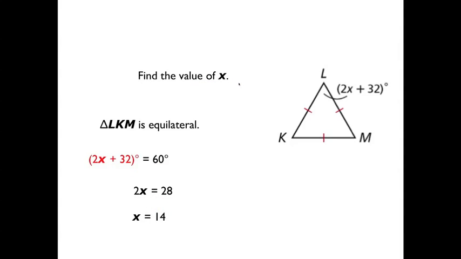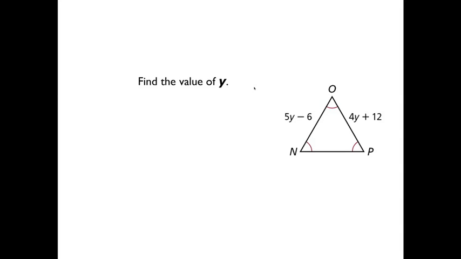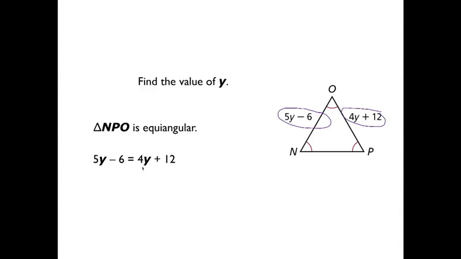Again, pause if you need to. Here I want to find the value of y. I see that the triangle is equiangular. If it's equiangular, by one of our corollaries, it's equilateral. So that tells me that I can set these two pieces, 5y minus 6 equal to 4y plus 12. I'm just going to set them equal to each other and solve for y. So when I do that, I will subtract 4y from 5y, and I will add 6 to 12. I'm going to get that y is equal to 18. That's all it was asking me to find, the value of y, so we're done with that.